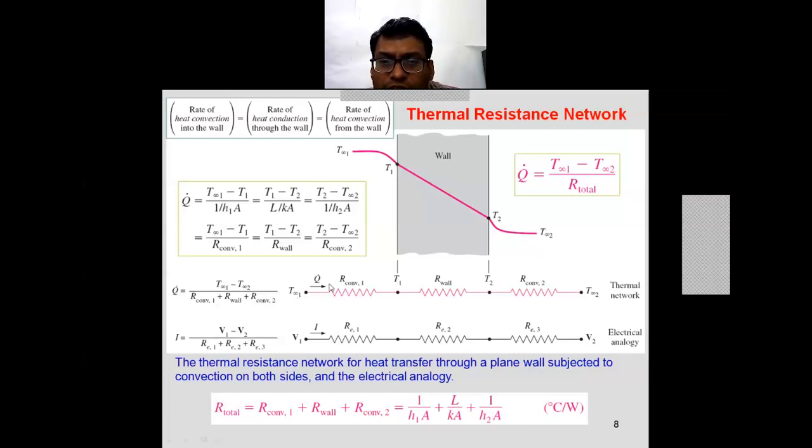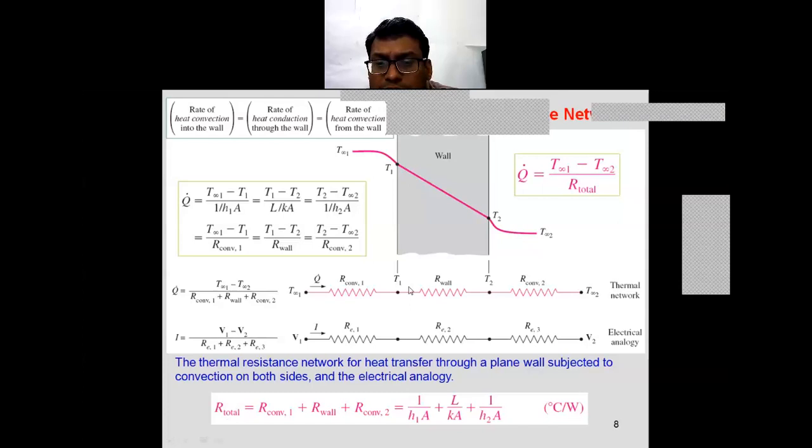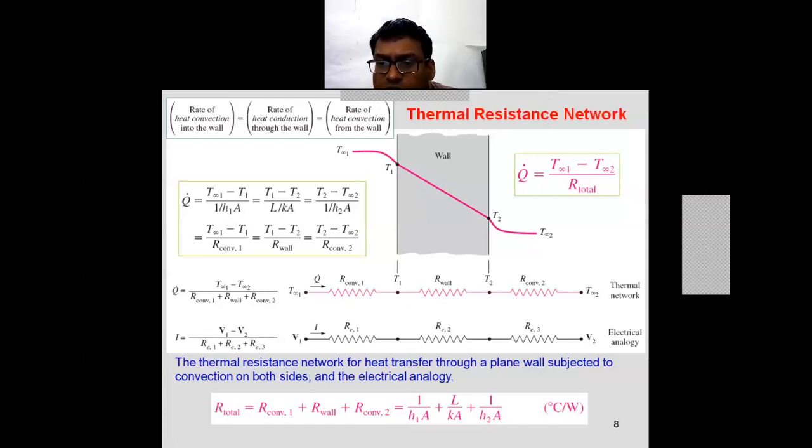Therefore, the Q that is transferring will be the same. The amount of heat transfer through all resistances will be the same. So T infinity 1 to T1, then from T1 to T2, that is the wall resistance, and R convective from T2 to T infinity 2. So total resistance is equal to R convective 1 plus R wall plus R convection 2. That is 1 upon H1A plus L upon Ka plus 1 upon H2A.